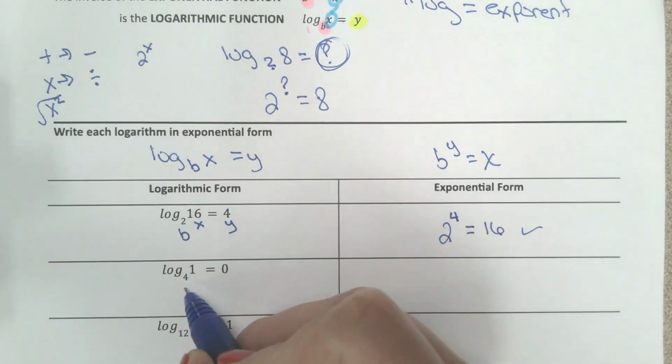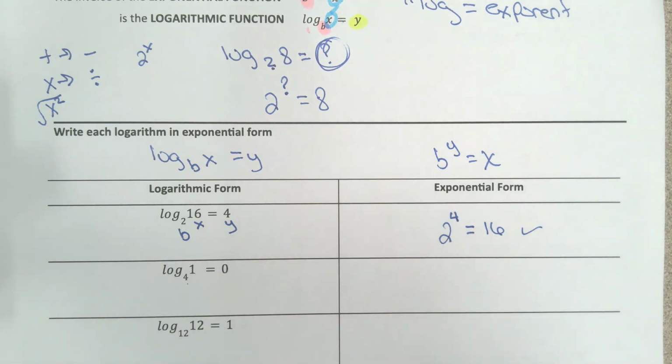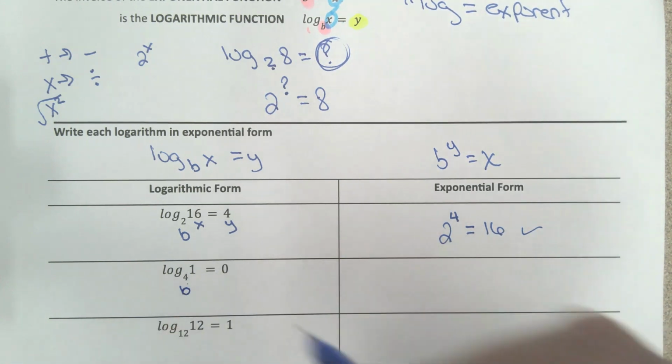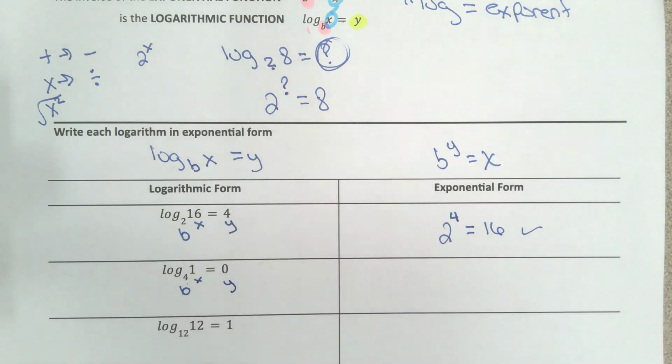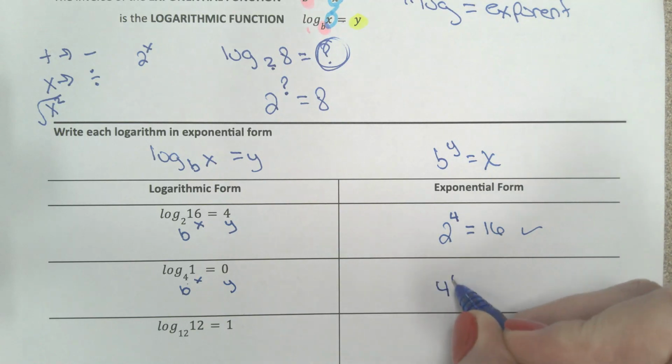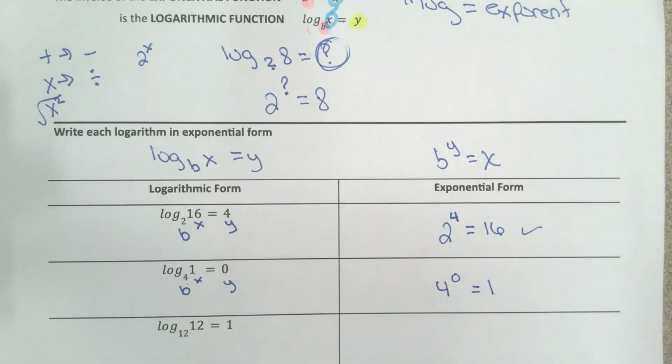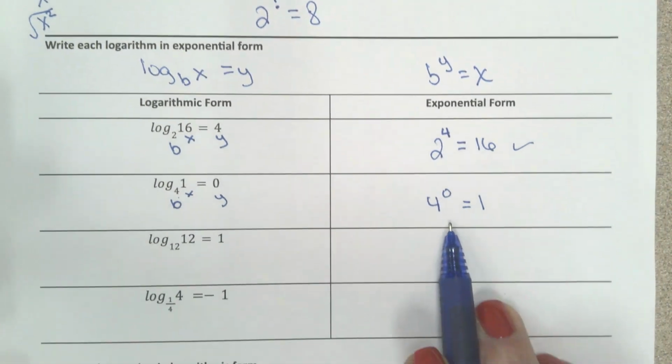Here I have log base 4 of 1 equals 0. So my base is 4, that's my x, and that's my y. So that means that 4 to the 0 equals 1, because the 4 is the base, and then the 0 comes to the exponent, and the 1 goes to the other side. 4 to the 0 equals 1? Yep, that's absolutely a true statement.